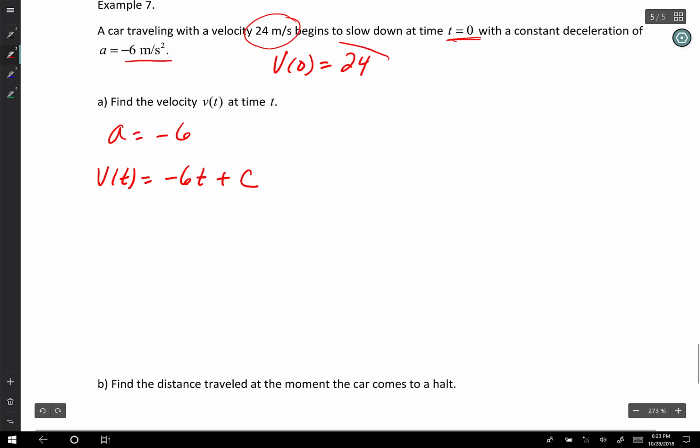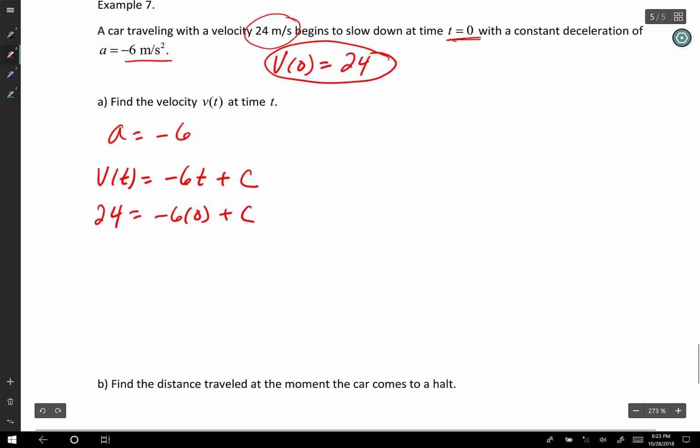So remember that my initial velocity is 24. So 0 equals -6 times 0 plus c. Oh, no, that's wrong. Initial velocity is 24, dummy. Not you guys, me. 24 equals negative 6 times 0 plus c.